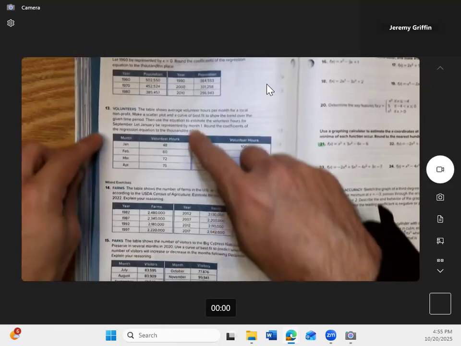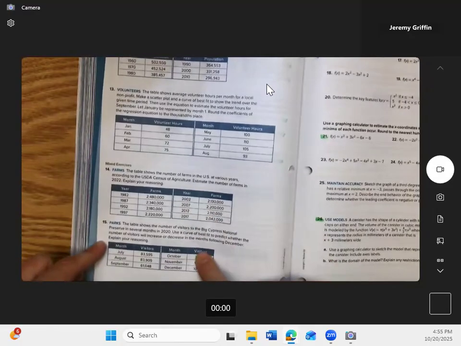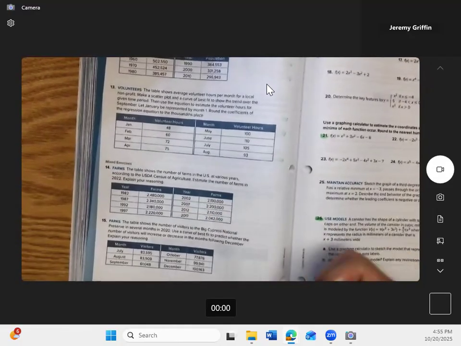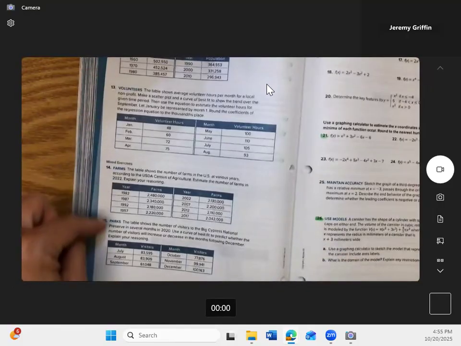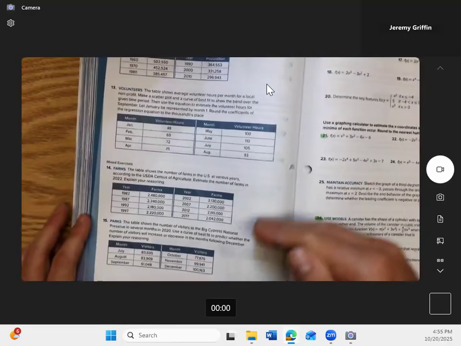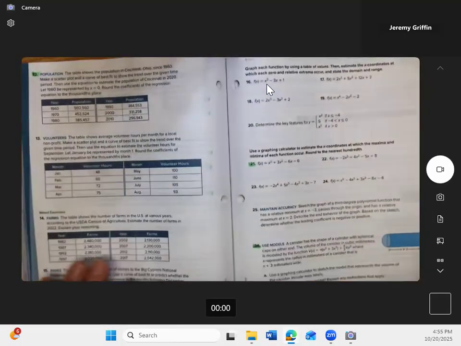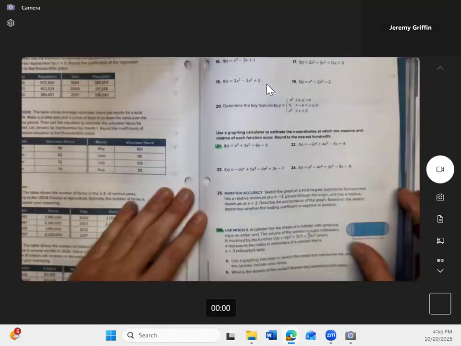They just had different examples. Volunteers by month. We got farms as a function of year. We got parks. Lots of examples. Actually, all these are by year or month. There's some time taken along, and some number changing. You can fit with some regression model. So that's pretty cool. I got a few more examples here.